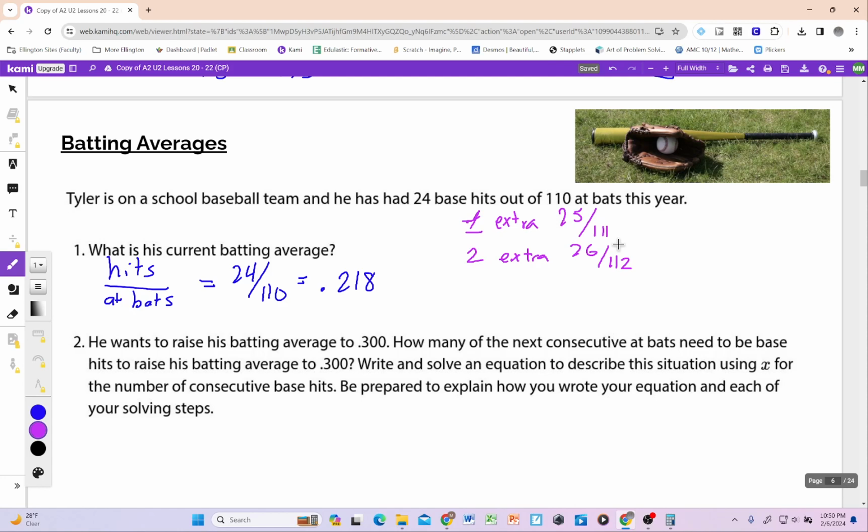Why did the denominator increase? Because we're adding plate appearances too. Each time he comes up and gets a hit, that's an extra plate appearance or at-bat and an extra hit. So both numerator and denominator are going to increase. So what about 10? So at 10 extra, what will it be? 34 out of 120. So now our question is, at what point do we get to 300? So we don't know what that number is, right? So let's call it x.